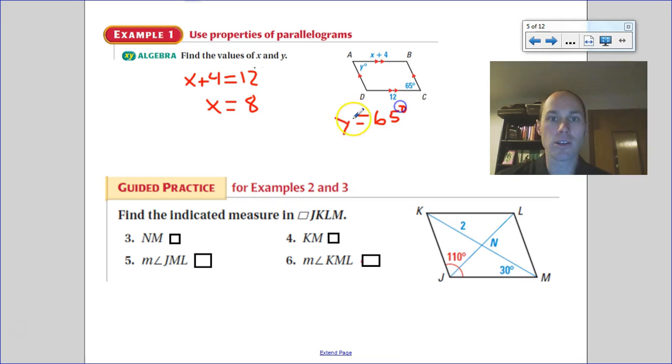Why don't you take the time to look at the examples at the bottom, 3, 4, 5, and 6, and find the indicated measures. Pause the video and restart it when you're ready to check out the solutions.